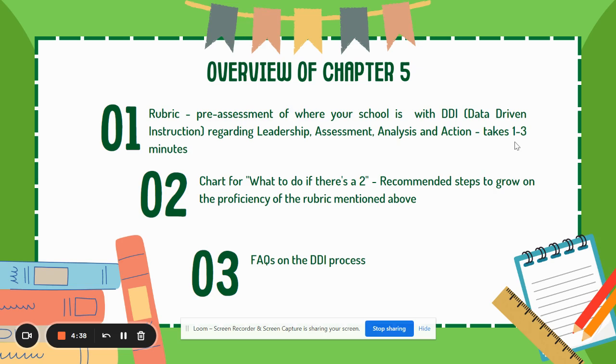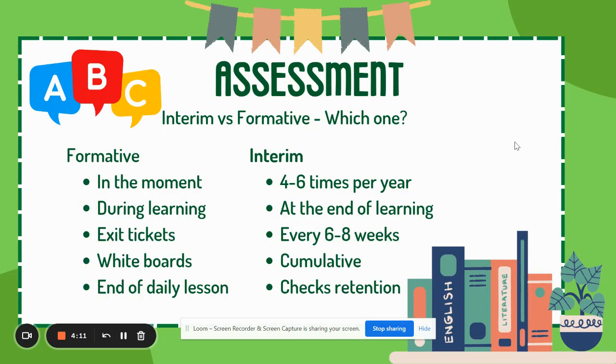school. An overview of the chapter would include a pre assessment in the beginning where a school could take that. It takes 1 to 3 minutes for those leaders to take that. That's a survey or assessment regarding leadership, assessment, analysis, and action, the four backbone criteria for the DDI implementation. There's a chart following that recommended steps to grow in the case of a non-proficient status was reached on the rubric, and then he ended with some frequently asked questions for the process.